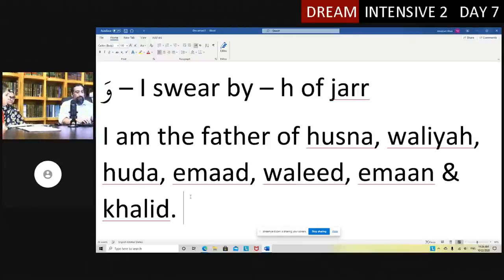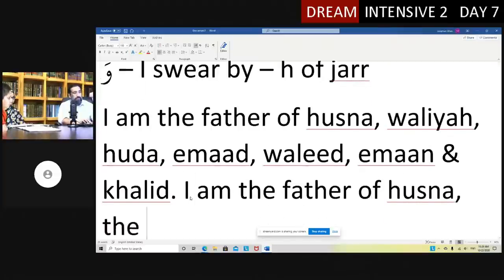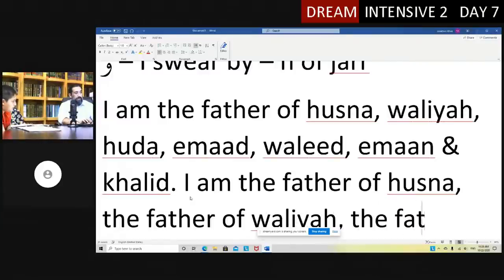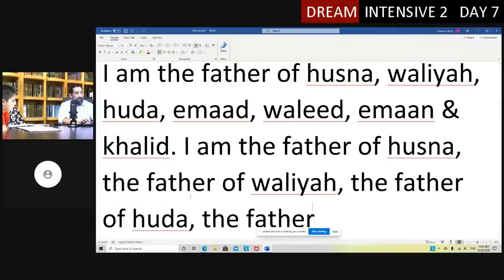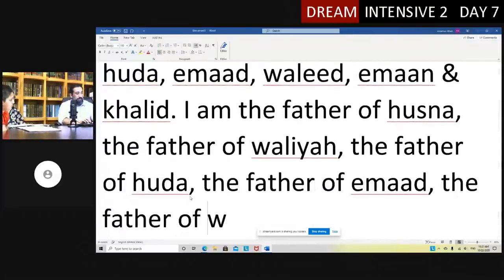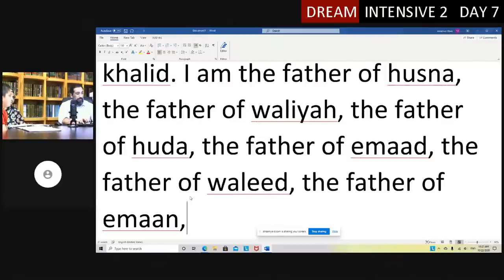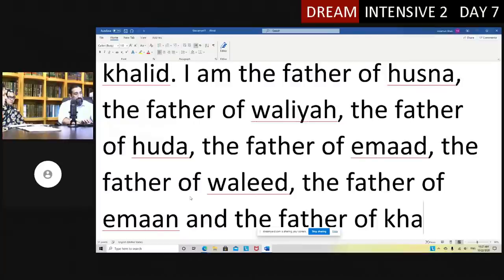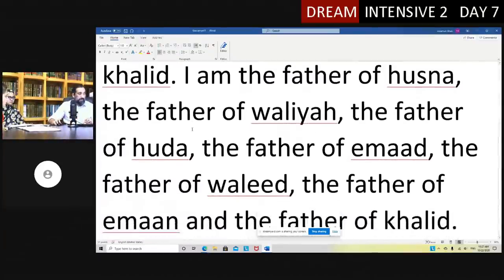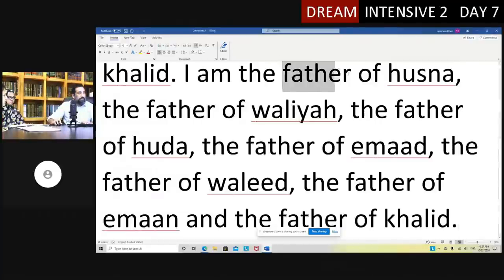So I could say this another way. I am the father of Husna, the father of Waliya, the father of Huda, the father of Imad, the father of Walid, the father of Iman, the father of Khalid. I could say that, right? Now, if I said it like this, this long paragraph: Father mudaf, Husna mudaf ilay, Father mudaf, Waliya mudaf ilay, and so on, before the of, after the of, right? Then father mudaf, Walid mudaf ilay, father mudaf, Iman mudaf ilay, father mudaf, Khalid mudaf ilay. That makes sense?